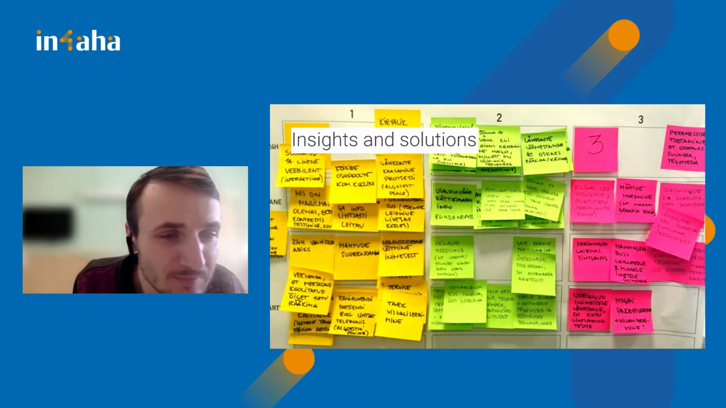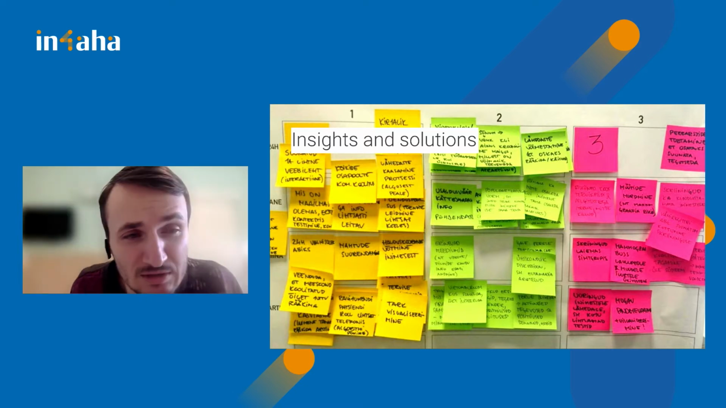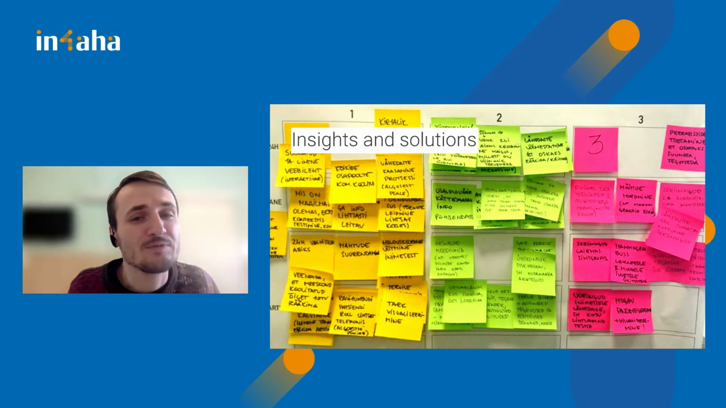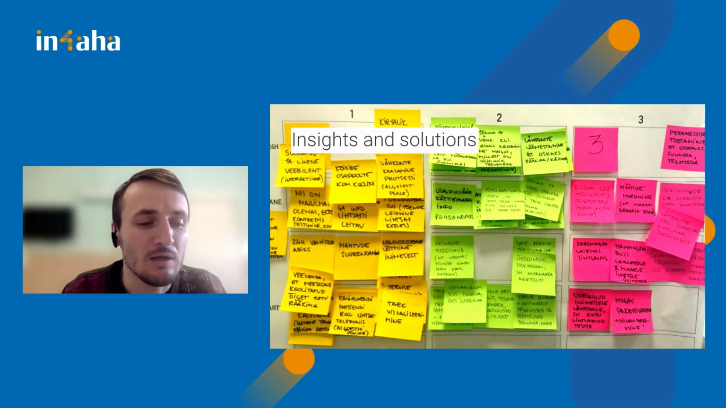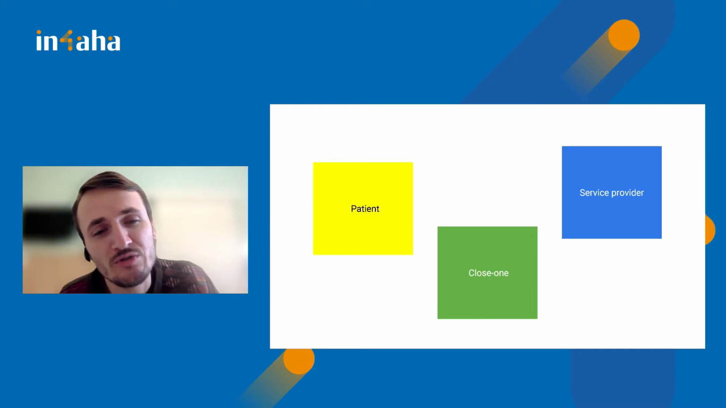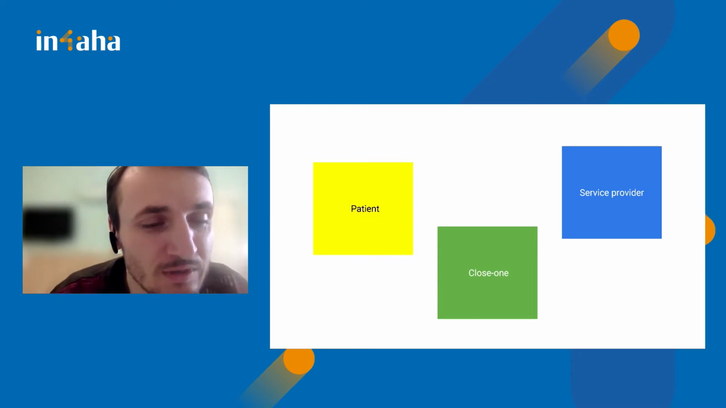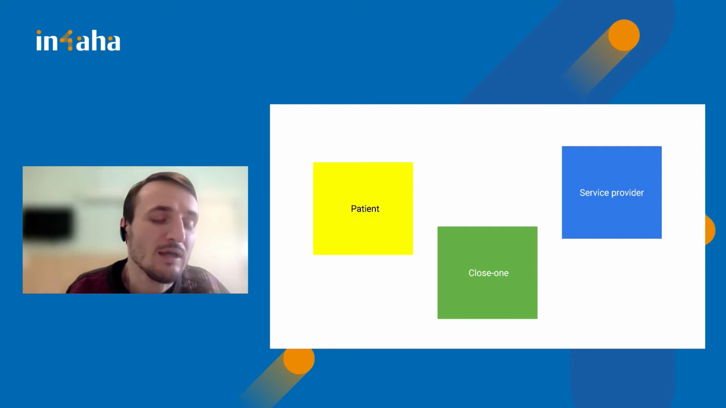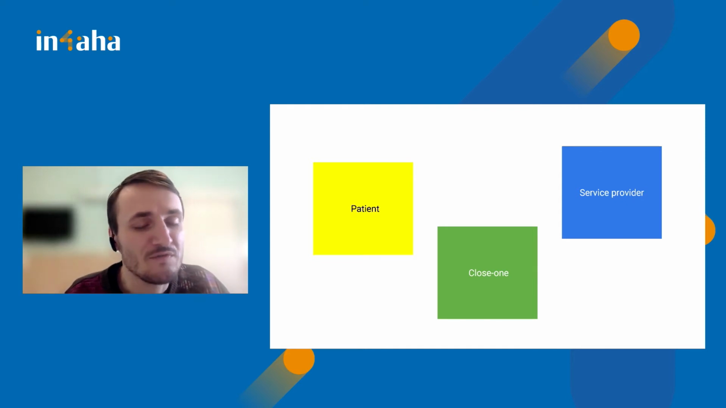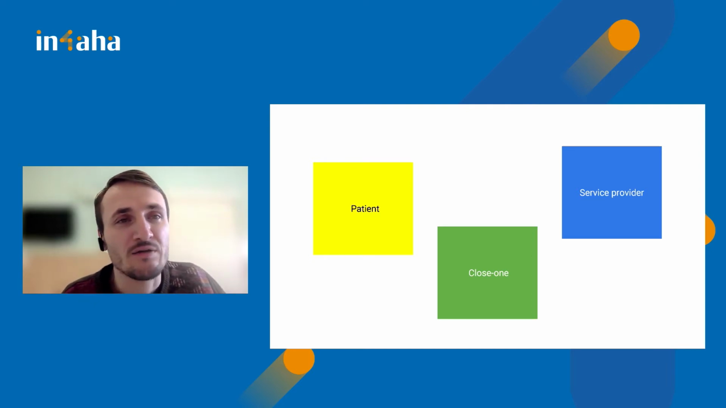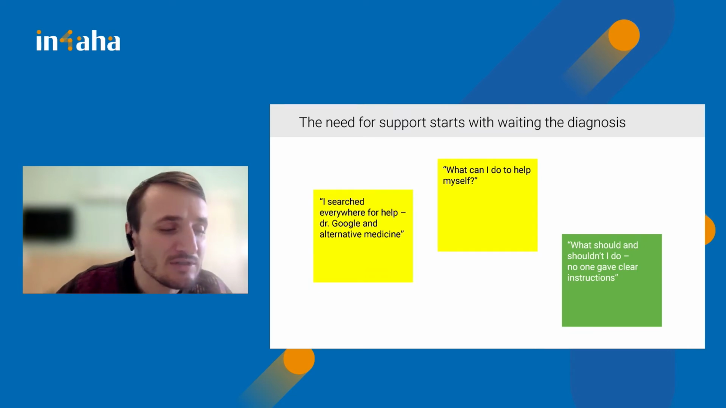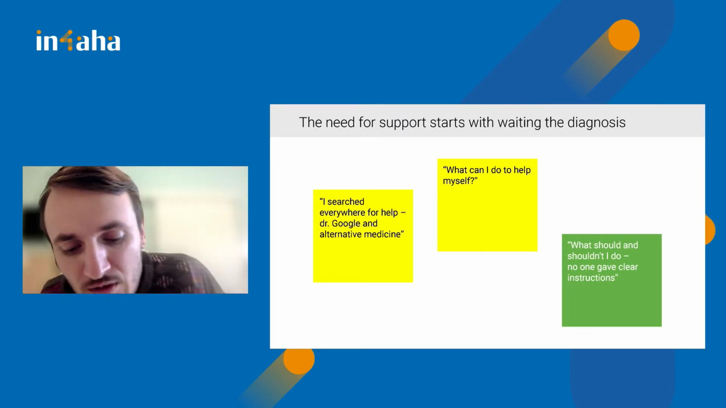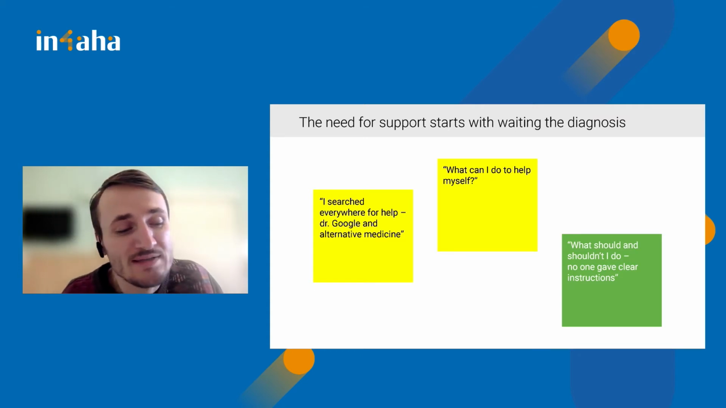So I'll share some insights on what kind of solutions we developed during that project, which maybe helps you understand what quality of information we are getting out. You'll see some post-its here, and the yellows are patient quotes. Greens are close ones' quotes and service provider, which is either a family doctor or some medical service provider.